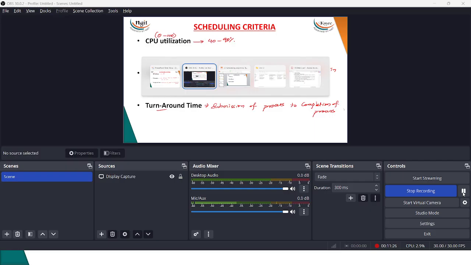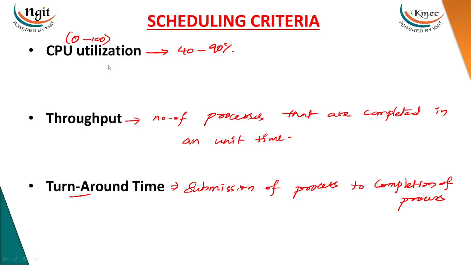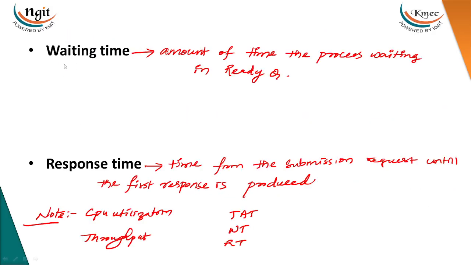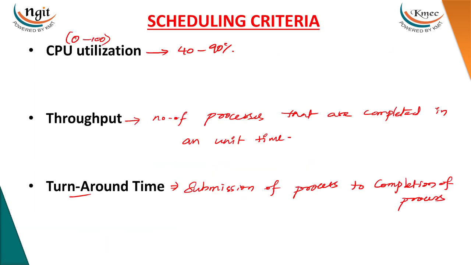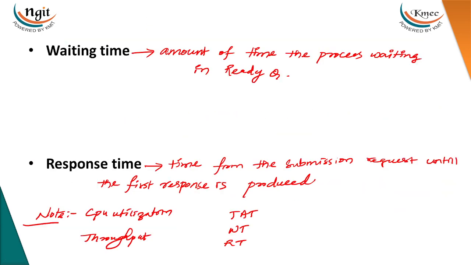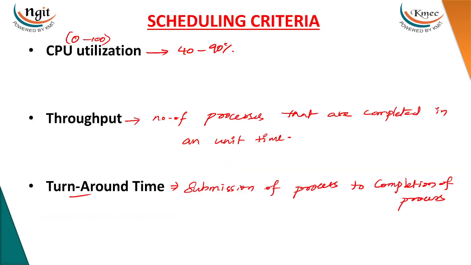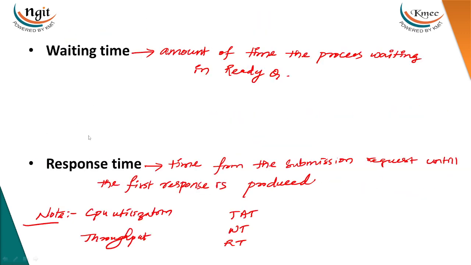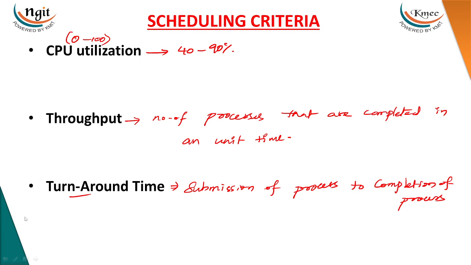Now the scheduling criteria. There are 5 criteria we need to make sure of: CPU utilization, throughput, turnaround time, waiting time, and response time. First, the CPU has to be busy at all times. Whenever the CPU is idle, we need to load a process to the CPU. CPU utilization ranges from 0 to 100, and in general we need to maintain it between 40 and 90%.